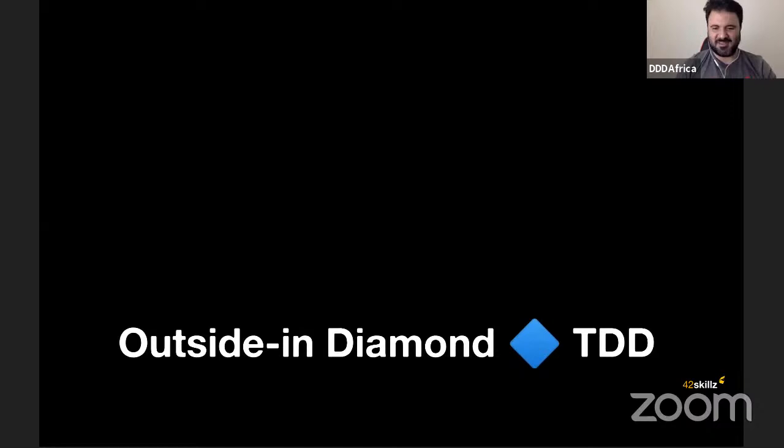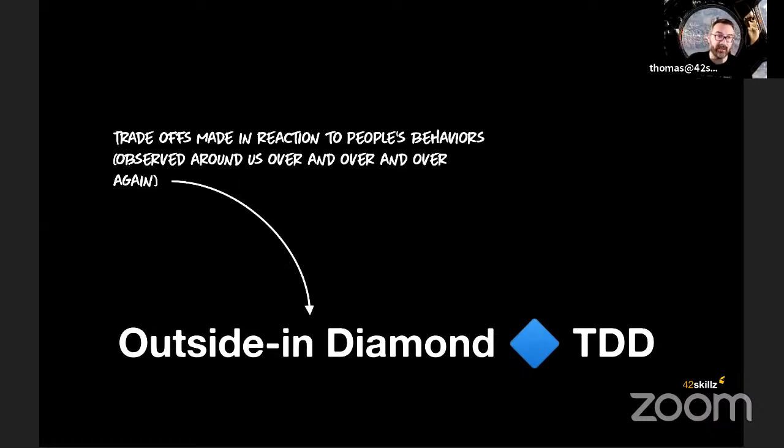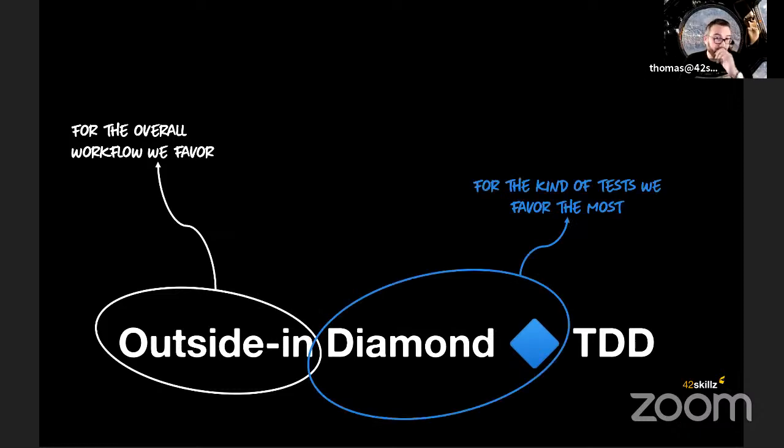Okay, so outside-in diamond TDD. It's a consequence of many observations of people working with us here and there in many teams, many organizations, many companies, and many customers over and over again. The first part, outside-in, is related to the overall workflow we favor. The second part, diamond, is related to the kind of tests we suggest to do more: the components, the acceptance tests that are coarse-grained unit tests.